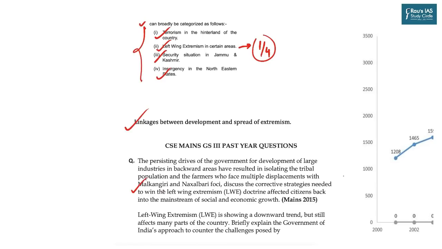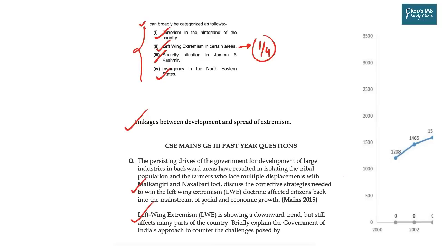UPSC asked: the persisting drives of the government for development of large industry in backward areas have resulted in isolating the tribal population and the farmers who face multiple displacements, with Malkangiri and Naxalbari foci. Discuss the corrective strategies needed to win the left-wing extremism affected citizens back into the mainstream of social and economic growth. Similarly, left-wing extremism is showing a downward trend but still affects many parts of the country. Briefly explain the Government of India's approach to counter the challenges posed by LWE.